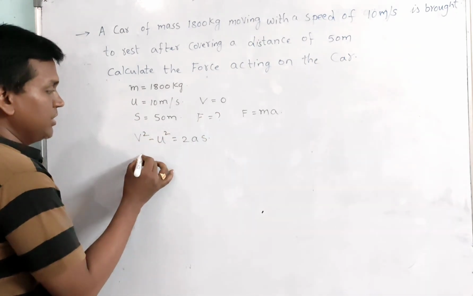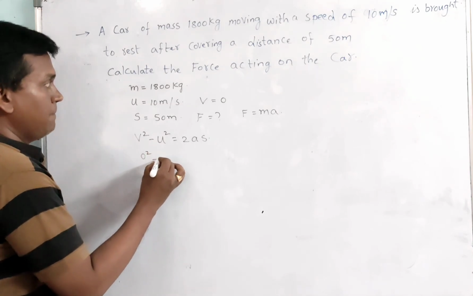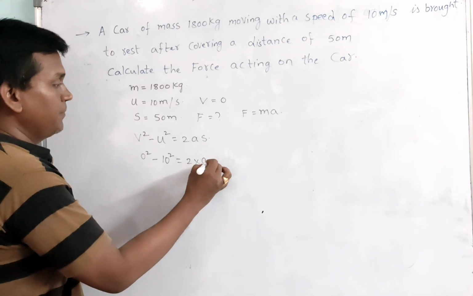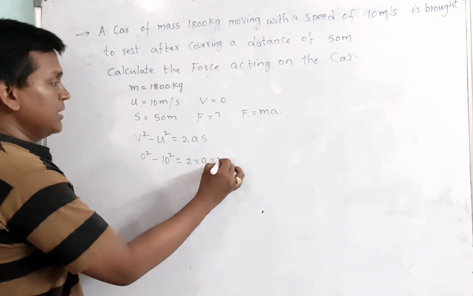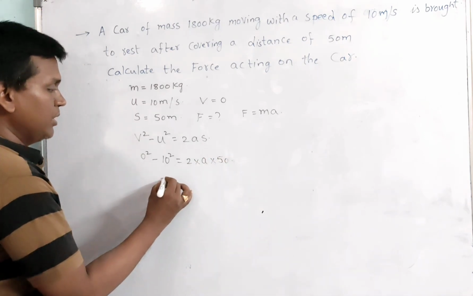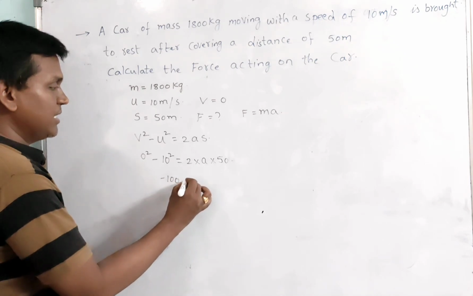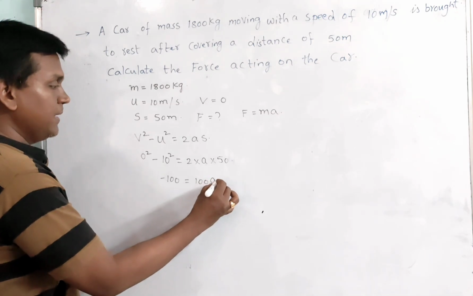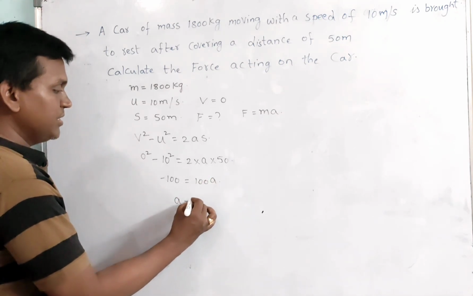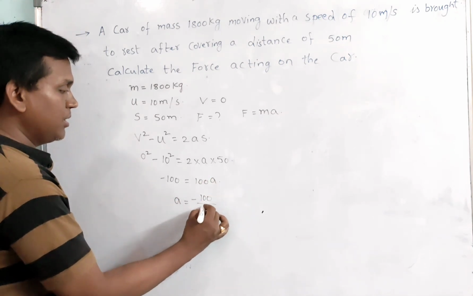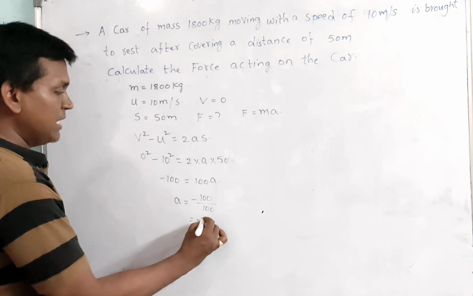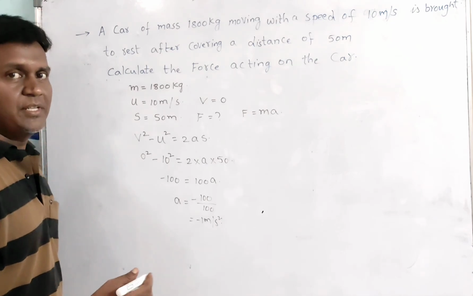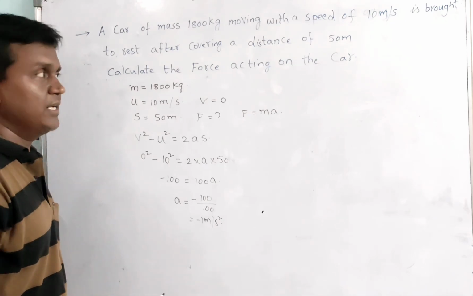So v square is 0 now. So 0 square minus 10 square is equal to 2 into a into distance 50 meter. So we'll have 10 square means minus 100, that is equal to 50 into 2, 100 a. And by this, a equal to minus 100 upon 100, so you will get minus 1 meter per second square. That means the car is accelerating with minus 1 meter per second square.